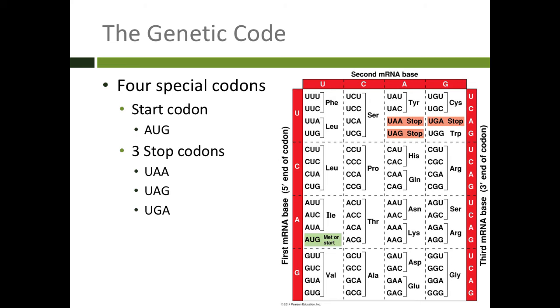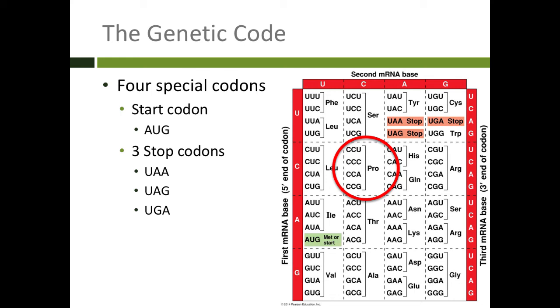Let's go back to our master genetic code chart. Recall that this chart correlates codons to amino acids. When you want to find out what amino acid is specified by a codon, you find the first letter of the codon on the left side of the chart. The second letter is found across the top of the chart, and the third letter is found down the right-hand side.